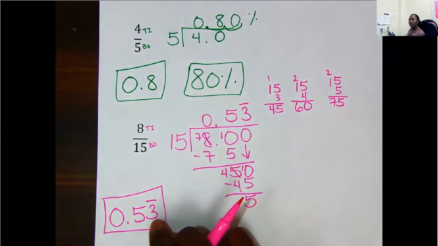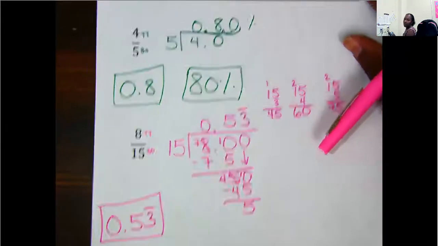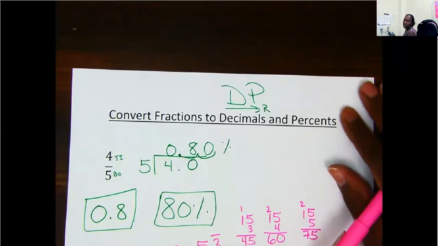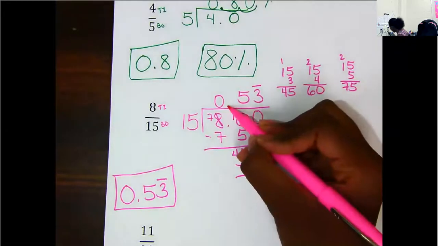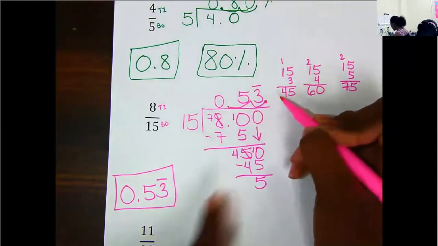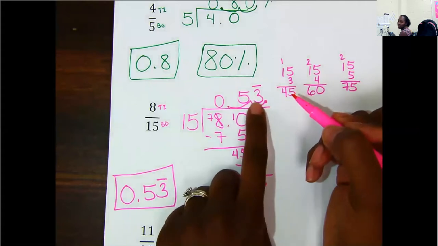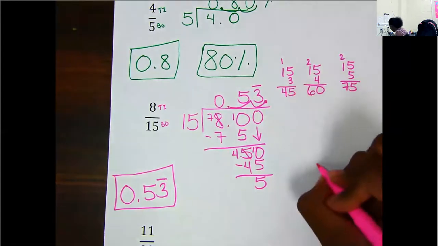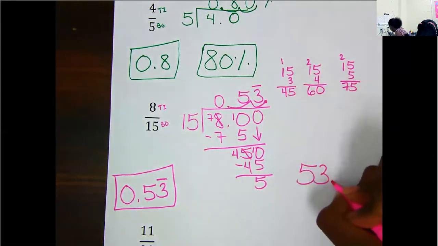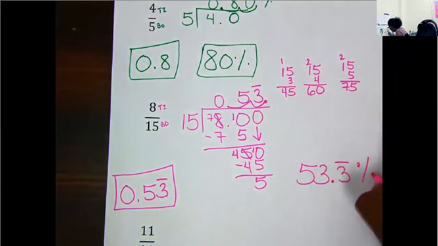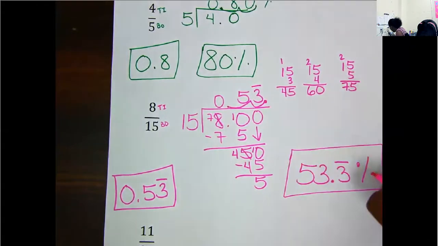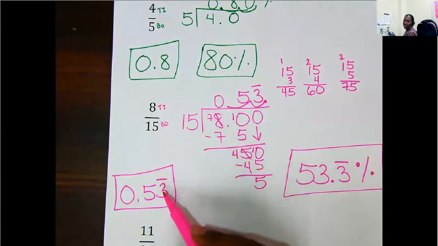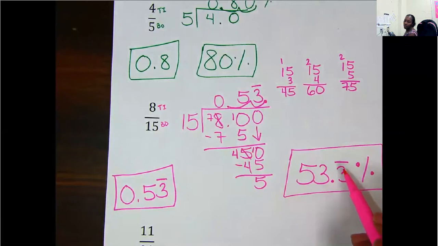Now, in order to change this to a percent, I have to use my Dr. Pepper. I need to move my decimal 2 spots to the right. So here's my decimal, 1, 2. Now, because this 3 is a repeating number, my percent will also be repeating. So I'm going to put 53.3 with the bar percent, because that 3 is going to keep going for infinity. So 8/15 as a decimal is 0.53 with the 3 repeating. And as a percent, it is 53.3% repeating.